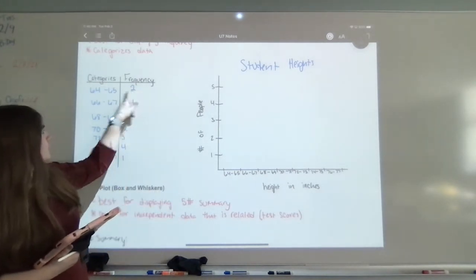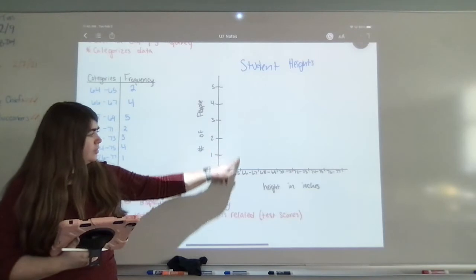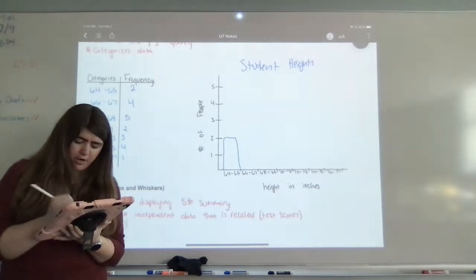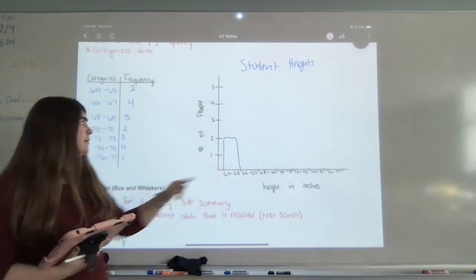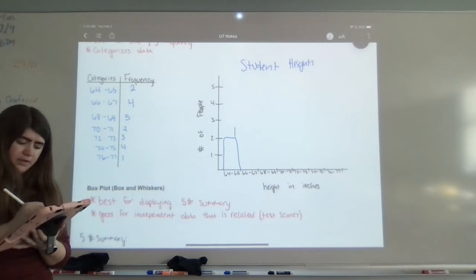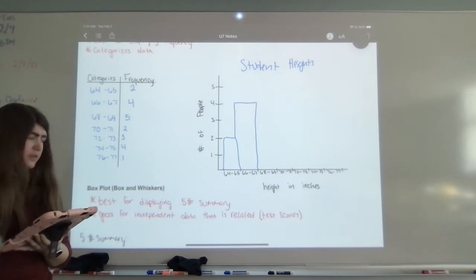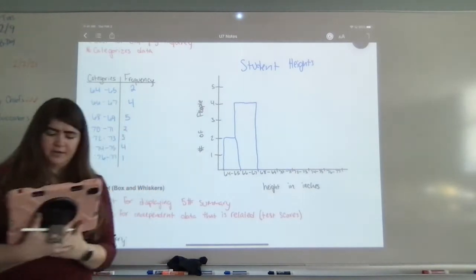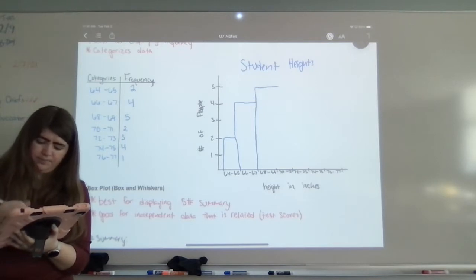I have 2 for 64 to 65, so I need to go up to 2 in this bar. When I start my next bar at 66, I'm going to make sure that it's sharing this side. So I have 4 for 66 to 67, so I'm going to continue that line up to 4. I'm going to carry it over and bring it down. Then 68 to 69 is at 5, so we're going to go up to 5, over and down. So we're making sure that we are connecting our sides once again.